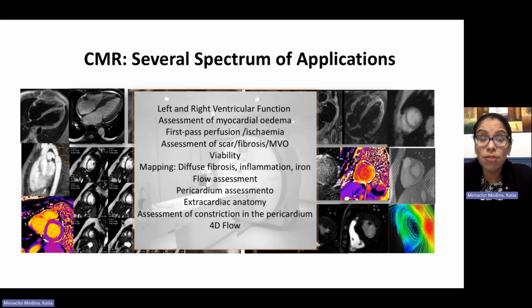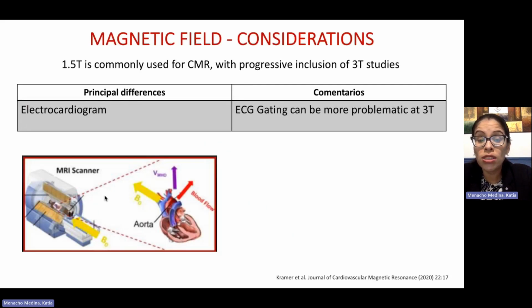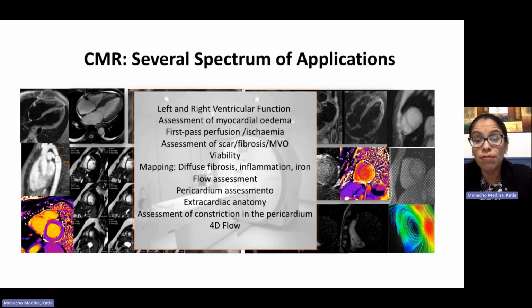We can assess ischemia with first pass perfusion, and late gadolinium enhancement to assess scar, fibrosis and microvascular obstruction, viability, flow assessment, and we can see the valves, and if there is any stenosis or regurgitation, pericardial assessment. Also, this exam will allow us to see extracardiac anatomy, assessment of the pericardium, and constriction with tagging sequences or real-time free breathing sequences, and finally 4D flow.